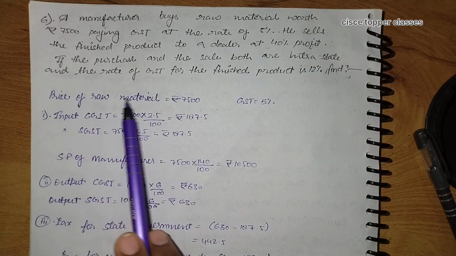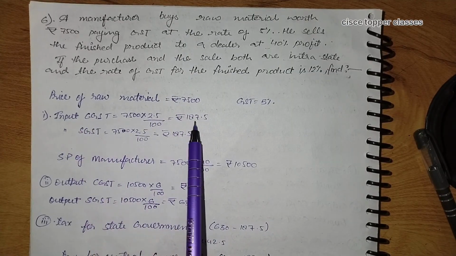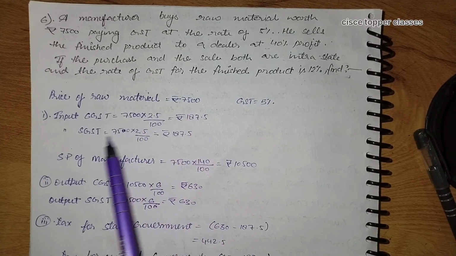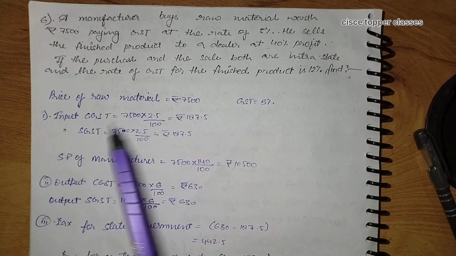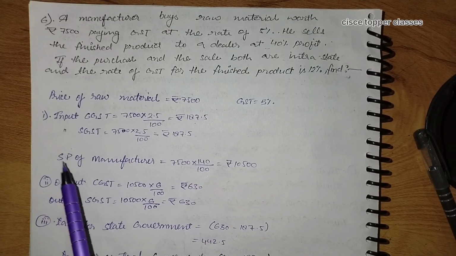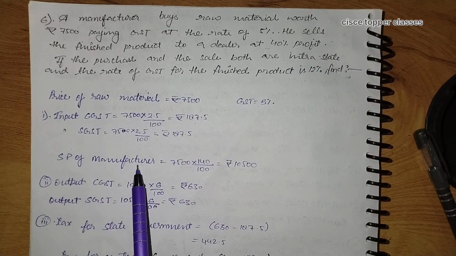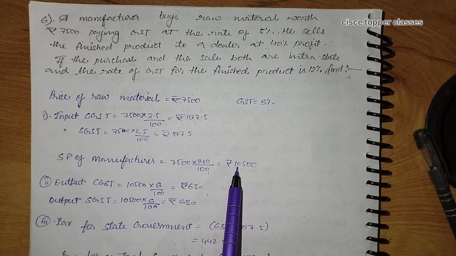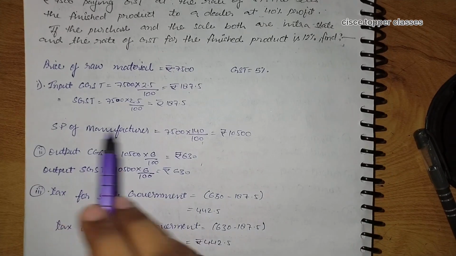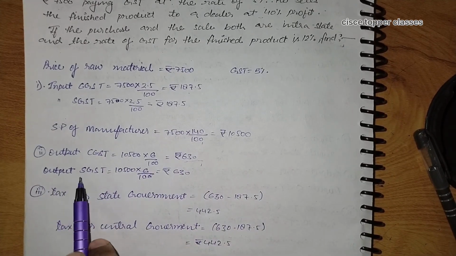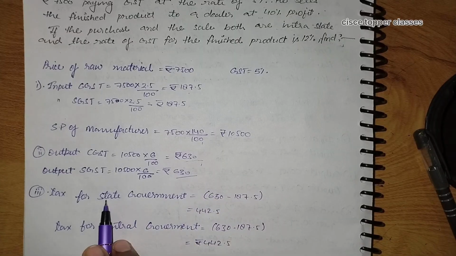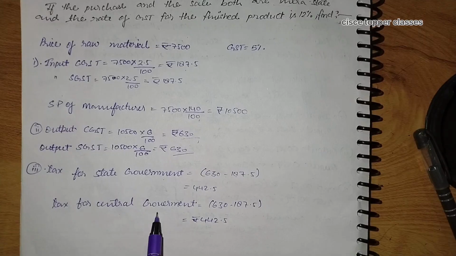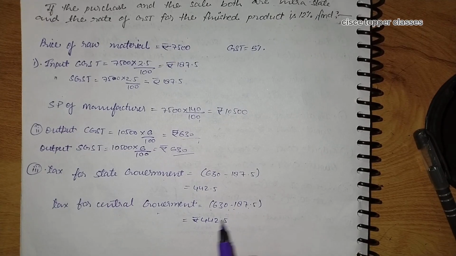So we can write the price of raw material is this much. So input CGST, if we write 2.5 divided by 100, then it will be 187.5, and here also the same thing on SGST, input SGST. If we write the selling price of the manufacturer, this will be 40% profit here. So 140 divided by 100 means 10,500. If we write output CGST, this will be 630, and if we write output SGST, this will be again 630. So tax for state government will be 630 minus 187.5, and tax for central government will be 630 minus 187.5.